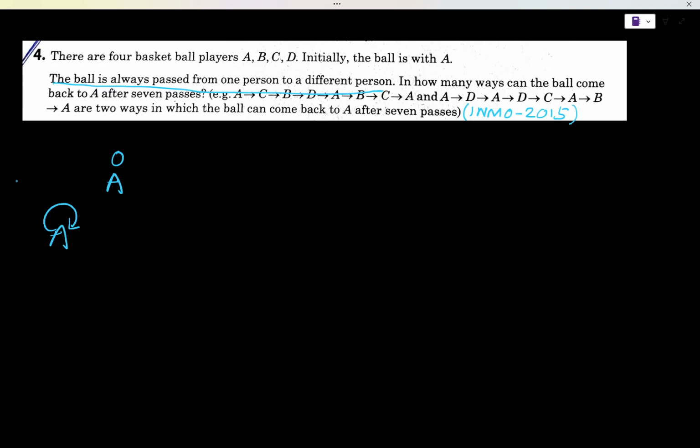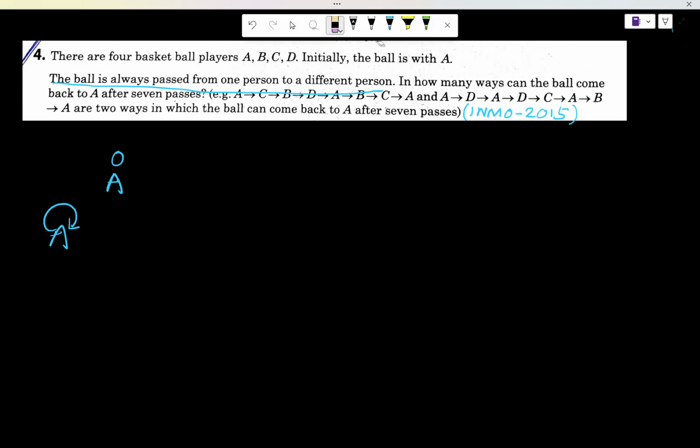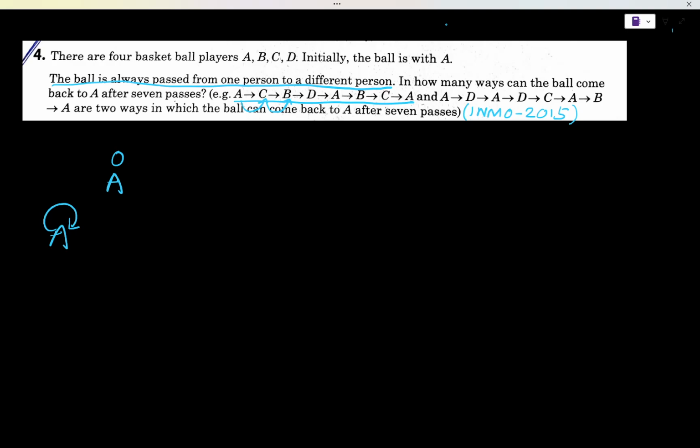Okay, and they have given a couple of examples here as well. Here, this just means that self passes are not allowed. And here is an example that they have given, that A is passing to C, C passes to B, and so on and so forth. And every consecutive pair is different. That's the rule that they have mentioned. They have given 2 examples and they just want to know that if there are 7 passes, how many total ways are there? Now, if we think about it, what can happen?